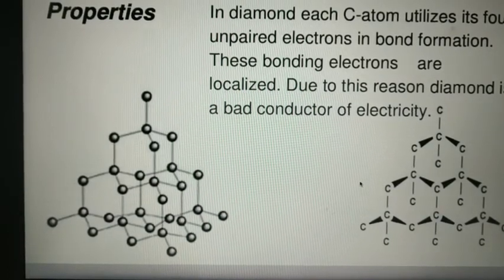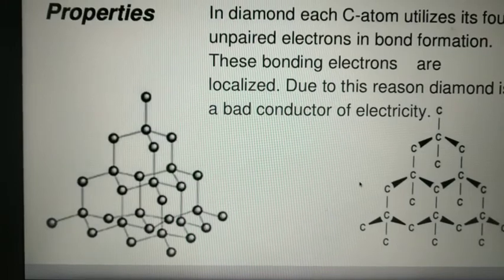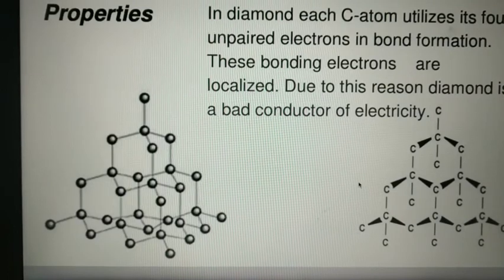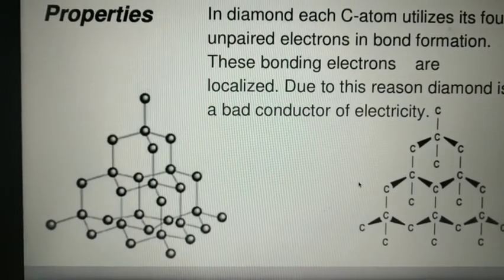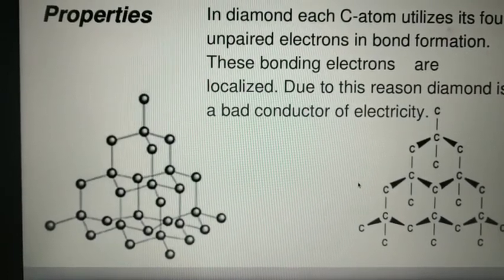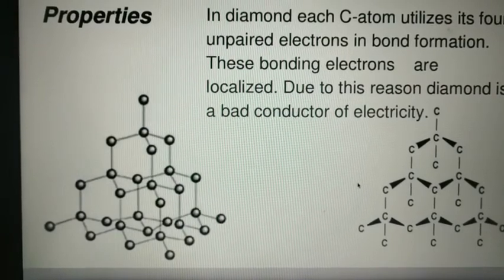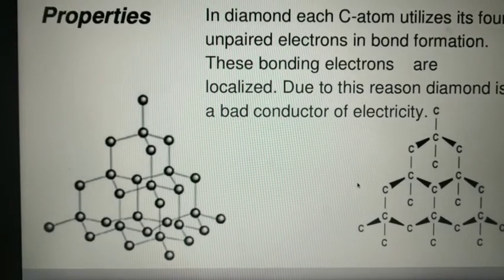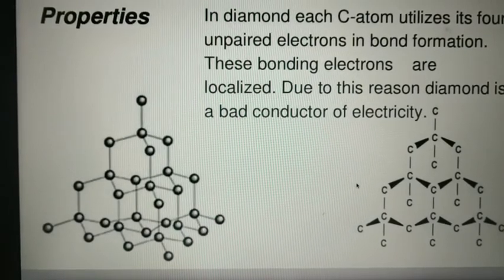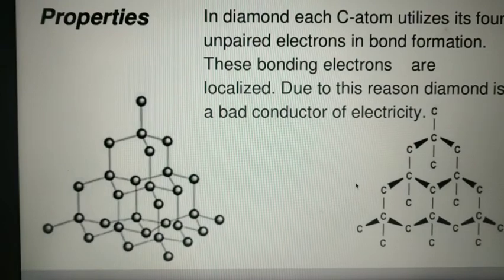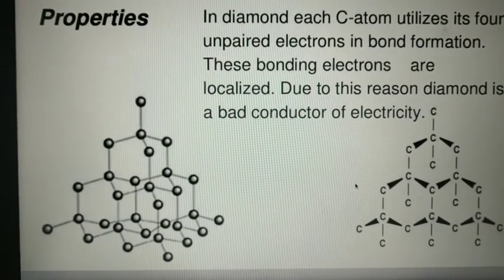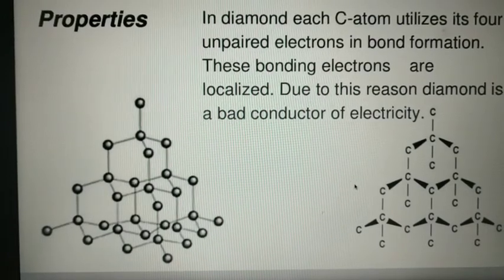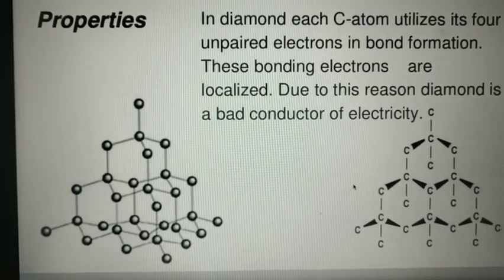Thermal conductivity, in this, diamond is also a non-conductor of heat. Solubility, diamond is insoluble in all known solvents. Air has no effect on diamond at room temperature. So when heated in air at 900 degrees Celsius, it burns to give carbon dioxide. Means it has no effect at room temperature. But if you heat it at 900 degrees Celsius, then it will give carbon dioxide.